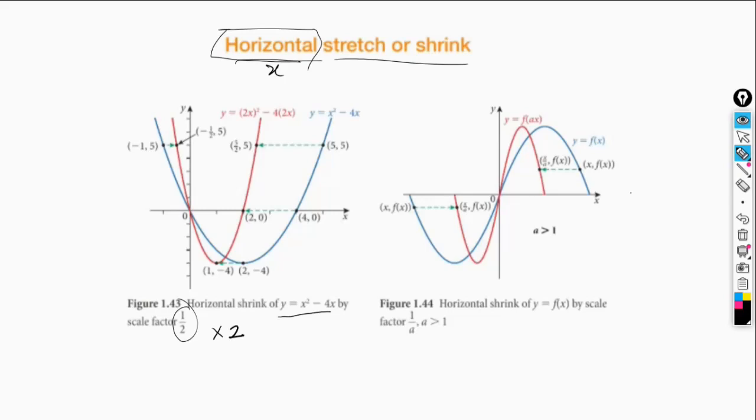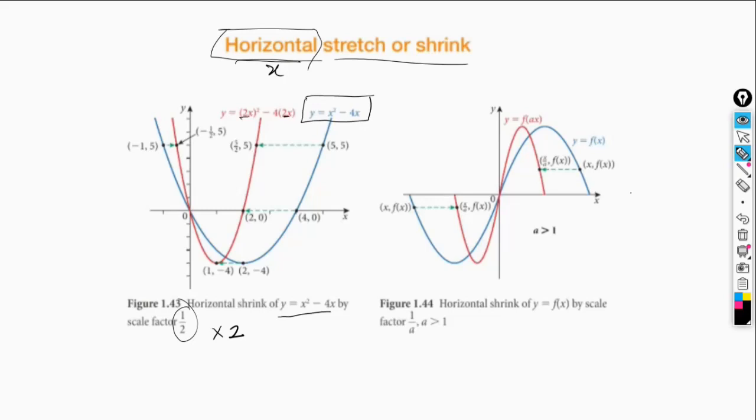So notice that the function y equals x squared minus 4x would become y equals (2x) squared minus 4 times 2 times x. So now we multiply every x by 2 if we want to shrink it horizontally by a factor of 1/2. If we wanted to shrink it by a factor of 1/3, then we would have to multiply by 3 and so forth.